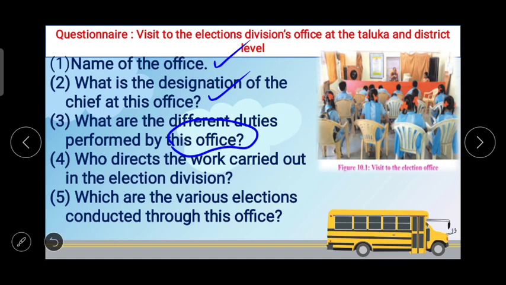Now here it is given that visit to the elections division office at the taluka and the district level. It means that this office is related with the elections in the taluka place or district level, like in Panchayat Samiti or in municipal corporation.